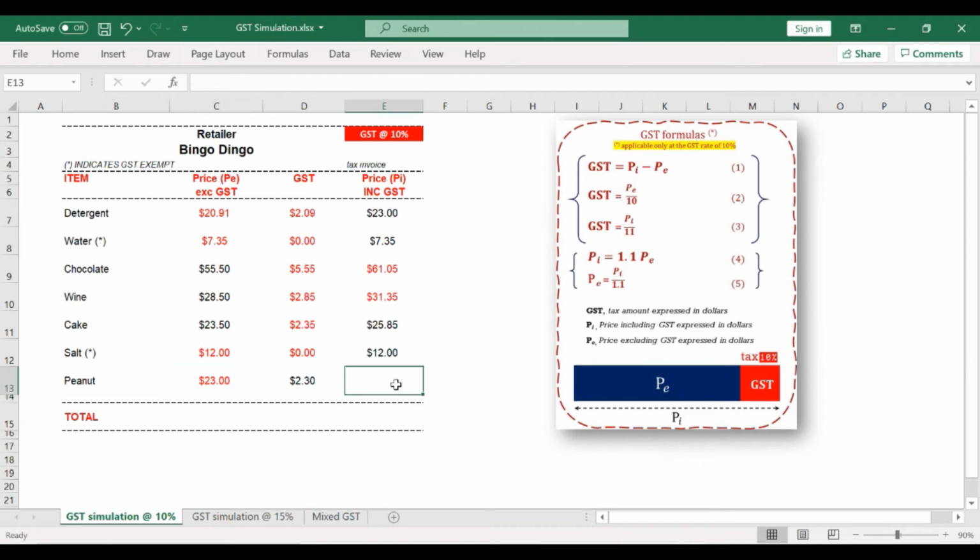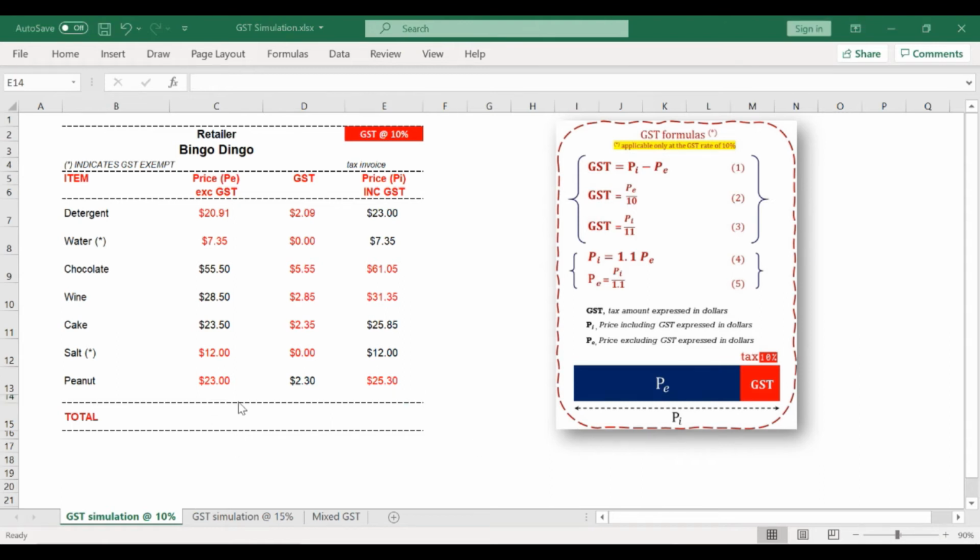Now it's exactly the same thing for E13, the price including GST, but this time we use equation number 3. So what we do is take the GST amount here, and then we multiply it by 11, and we get $25.30.